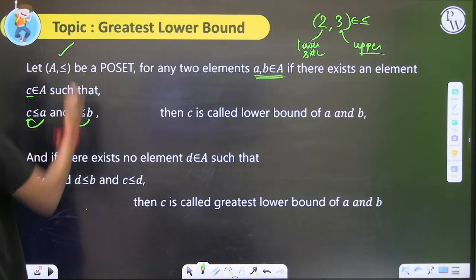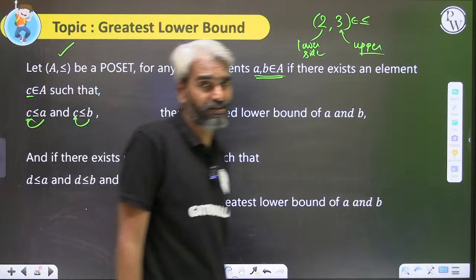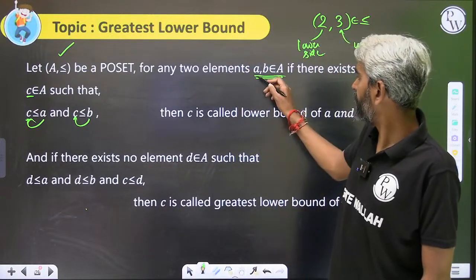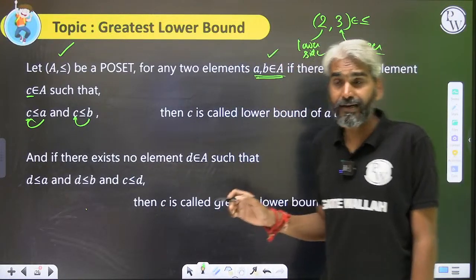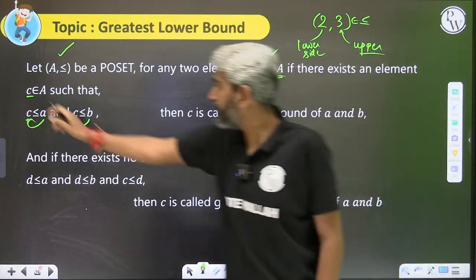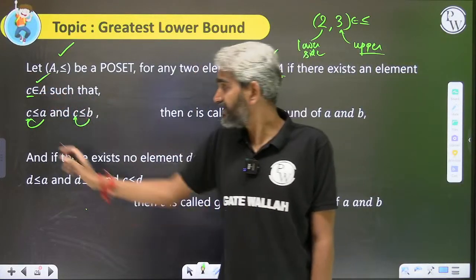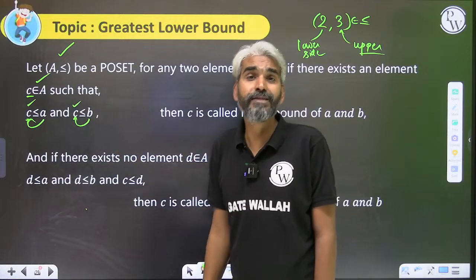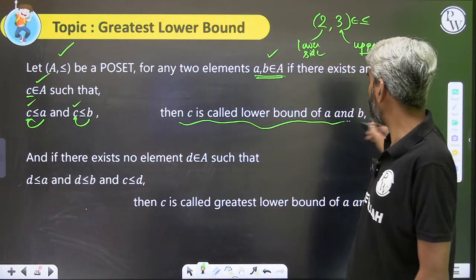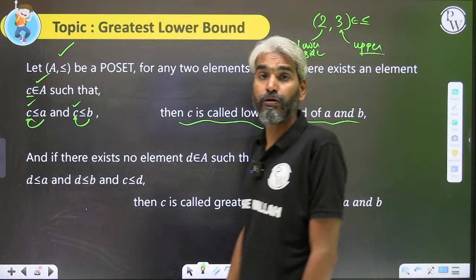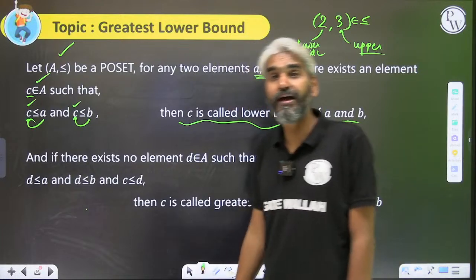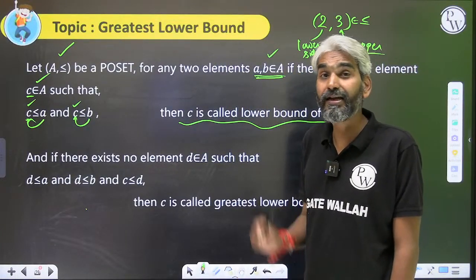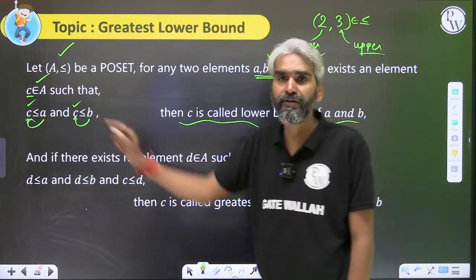So for the same poset A with respect to relation less than equals to, if there exist two elements A and B in set A, and if there exists an element C belonging to set A such that C is at the lower side of A as well as at the lower side of B, then C will be called lower bound of A and B. But again, we are not interested in a random lower bound. We are interested in the greatest of all the lower bounds of A and B.